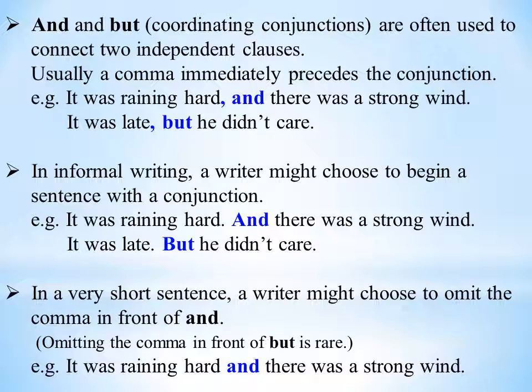In informal writing, a writer might choose to begin a sentence with a conjunction. Example, it was raining hard, period, and there was a strong wind. Or, it was late, period, but he didn't care. And remember, we start with the coordinating conjunction in informal writing. In a very short sentence, a writer might choose to omit the comma in front of and. Omitting the comma in front of but is rare. Example, it was raining hard and there was a strong wind. And we notice that the writer didn't use a comma before the coordinating conjunction and.